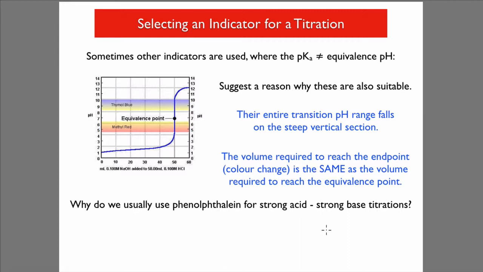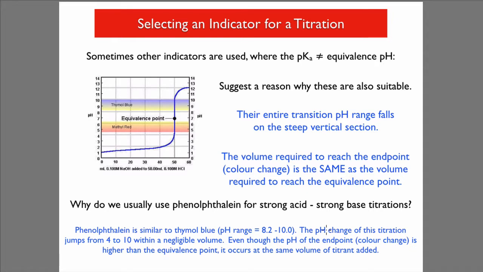Why do we usually use phenolphthalein for strong acid and strong base titration? Why do you think? Well, that's because phenolphthalein is similar to thymol blue. It's got a pH range of 8.2 to 10. The pH change of the titration jumps from 4 to 10 within a negligible volume, so even though the pH of the end point is higher than the equivalence point, it occurs at the same volume of titrant added.